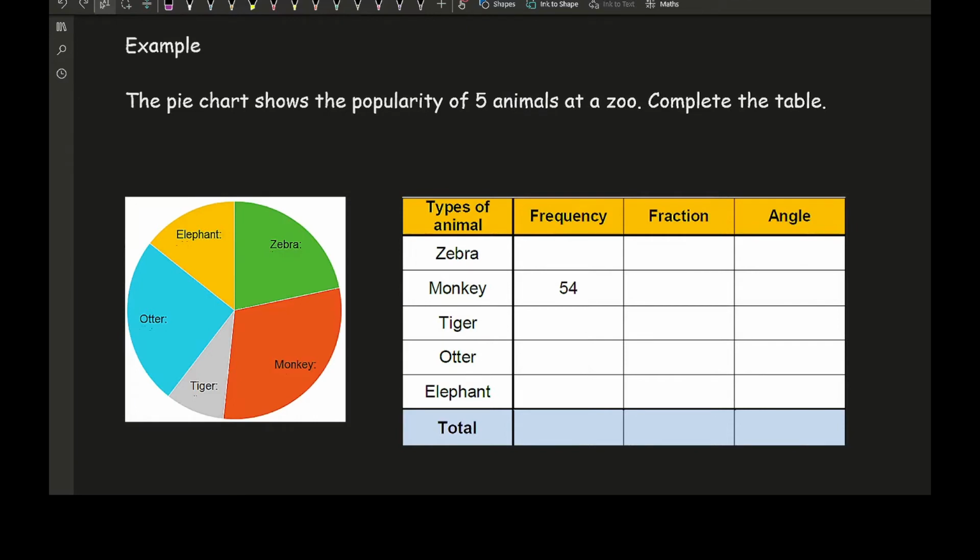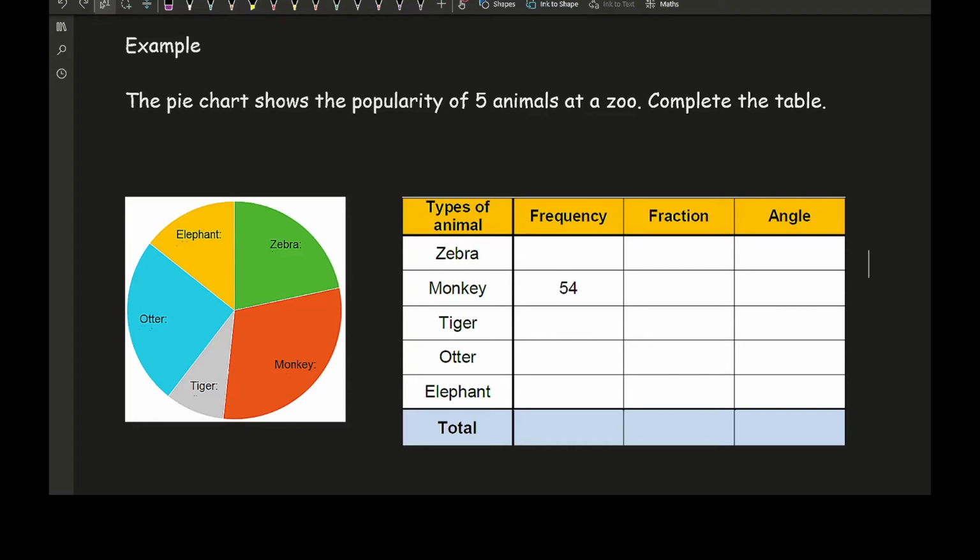Now, in this particular question, it says that a pie chart shows the popularity of 5 animals at a zoo, and the question is asking me to complete the table. The only information that I've been given is that the frequency of monkey is 54. A typical question in an exam would ask you how many people chose tiger, or how many people chose otter, or they could even ask you what the total frequency was, which is what we're working out.